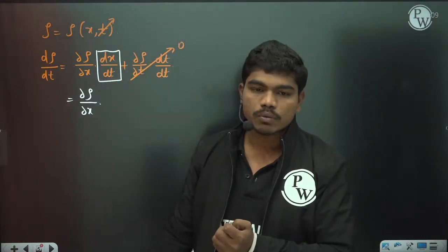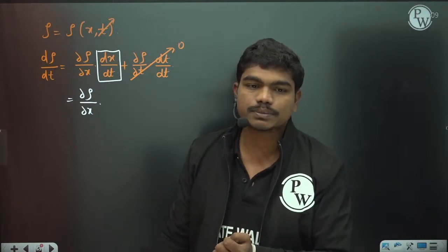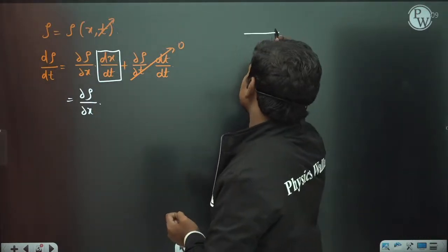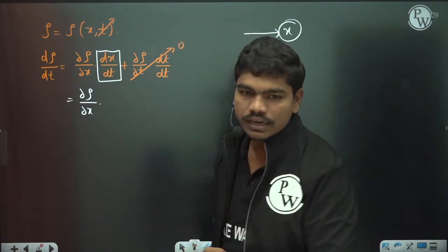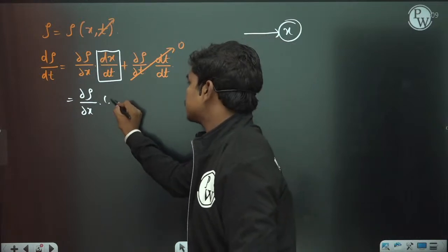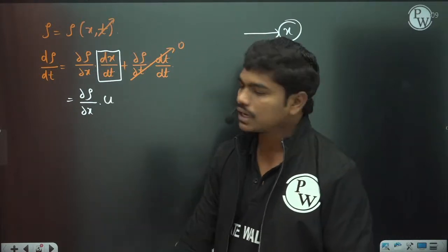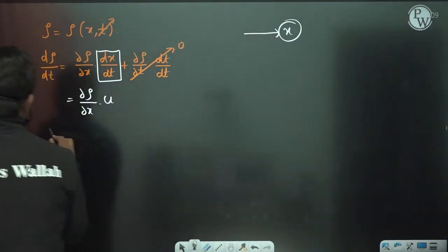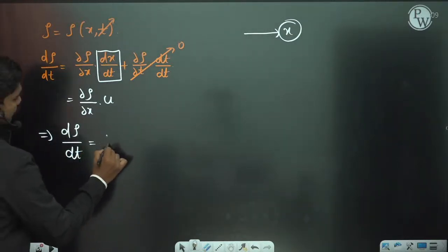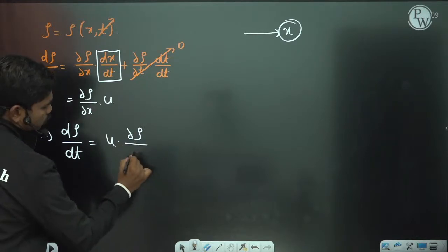Please tell me, what is the rate of change of this x? dx by dt is the rate of change of this displacement in the x direction. dx by dt is nothing but velocity u, correct? So this is velocity u. That's how we have d rho by dt equal to velocity times dou rho by dou x.